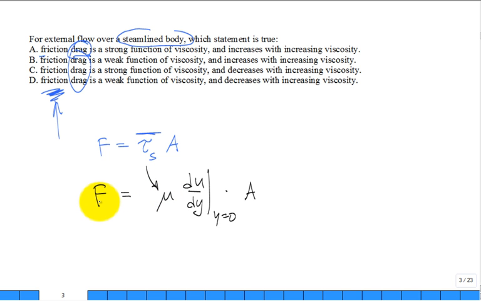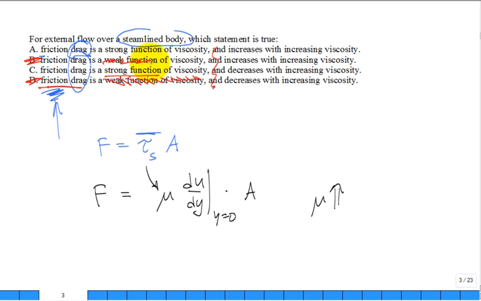I know this is some average, okay, but it's proportional to viscosity. It's a strong function of viscosity. And if viscosity goes up, what does the drag force do? Goes up. So a lot of times you look at these two parts and you consider each part independently. So the friction drag is a strong function of viscosity, so we're going to get rid of the weak function of viscosity. So that's all gone. So B and D are gone.